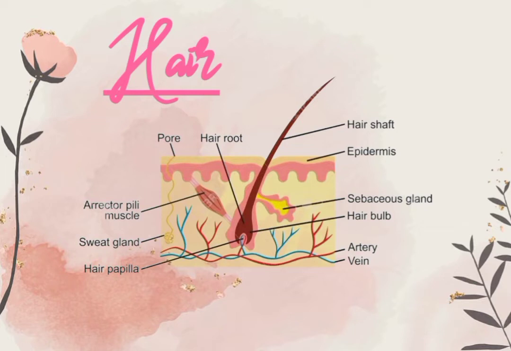Now, if we talk about the presence of the hairs, the hairs are distributed all over the body except a few regions, which include the soles of the feet, the palms of the hands, the lips, the glans penis, the clitoris, the labia minora, and the internal surface of the labia majora. So these are the areas where hairs are not present.